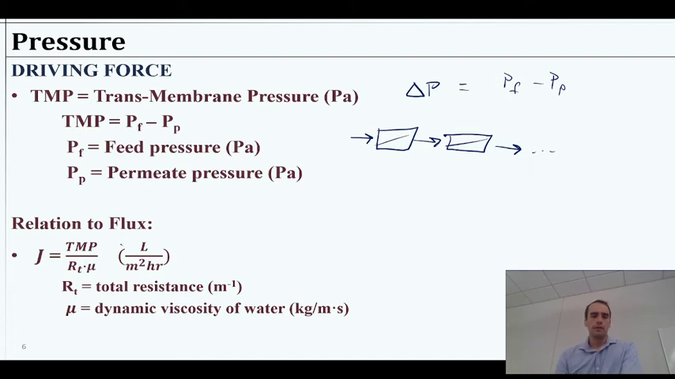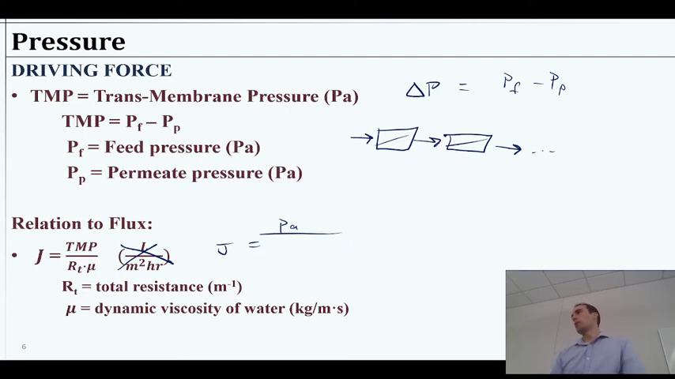And don't listen to these units here, because that was just an example of what kind of units we have with flux. If we check this, the units should be different, and I apologize for having that there. So if we are saying we have pascals over this RT, which is the membrane resistance, we'll talk about this in a moment.